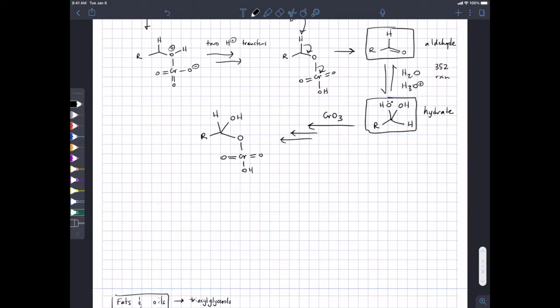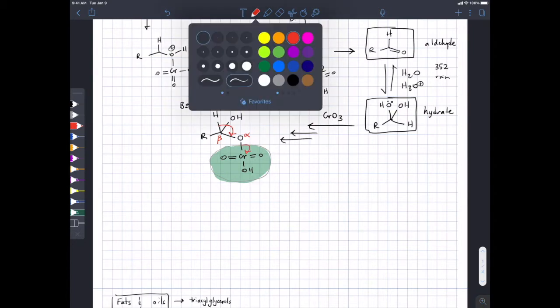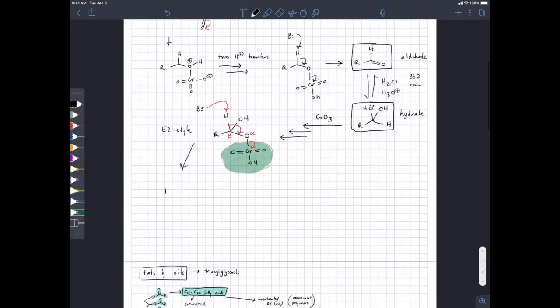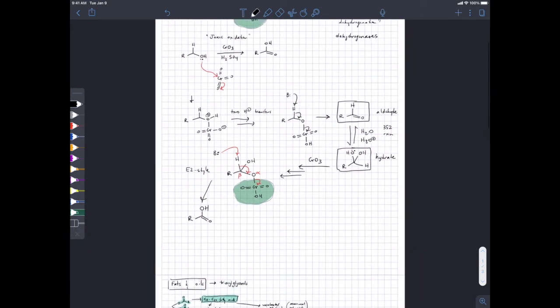Again, the good leaving group here. Again, the oxygen's bonded to the leaving group. There's a beta carbon next door with a proton on it. So a base, probably water in this case, can remove that proton, and the leaving group leaves in an E2 style elimination. And that second round of oxidation brings us to the carboxylic acid oxidation state.